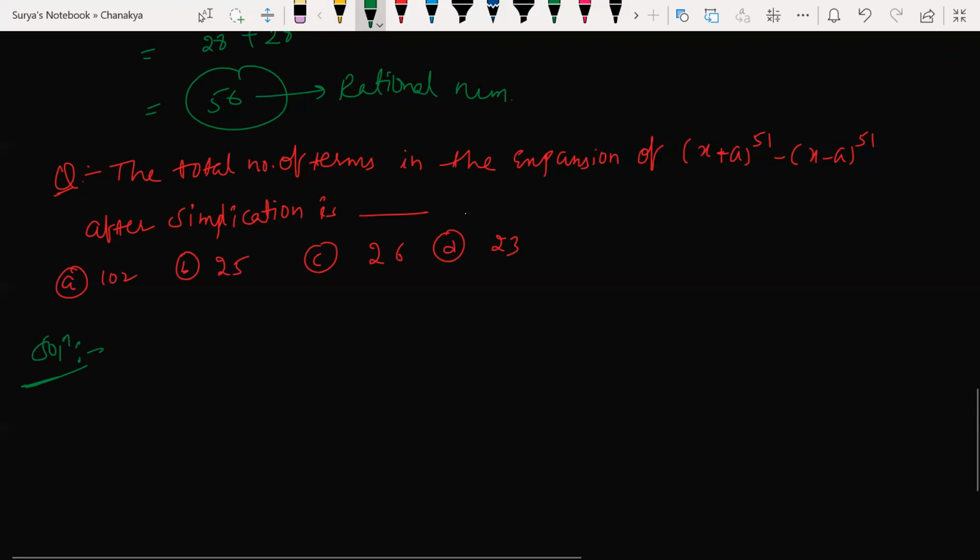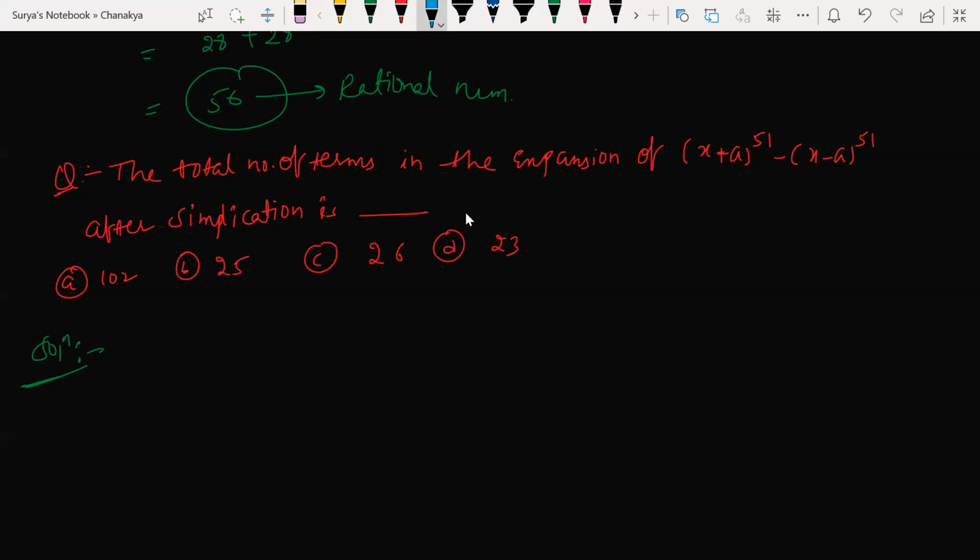So, the total number of terms in the expansion of this one. How many terms? Here I'll be having 52 terms. Here also I'll be having 52 terms. Isn't it, beta? So 52 terms I'll be having. In the 52, alternate signs will be getting cancelled. Alternate signs will be getting cancelled, isn't it?